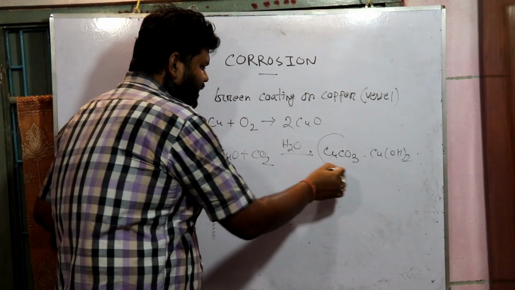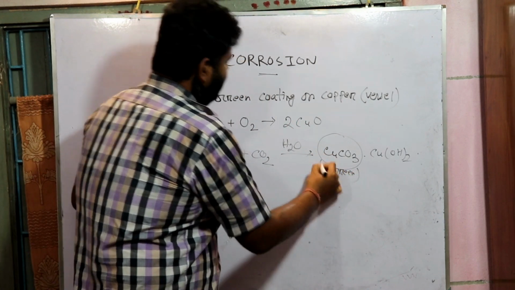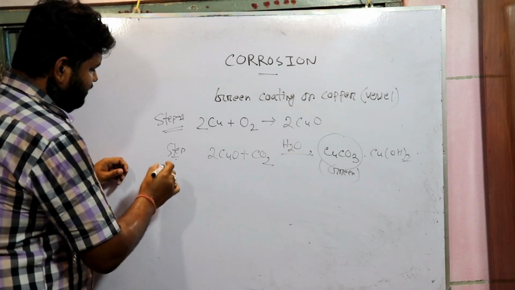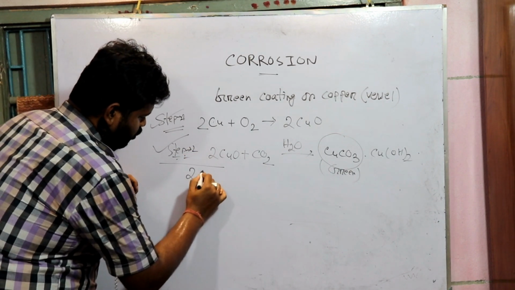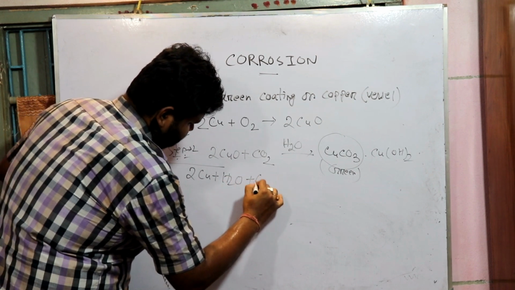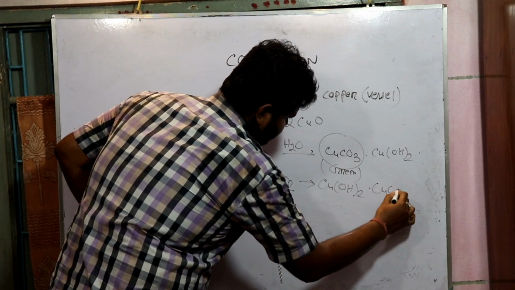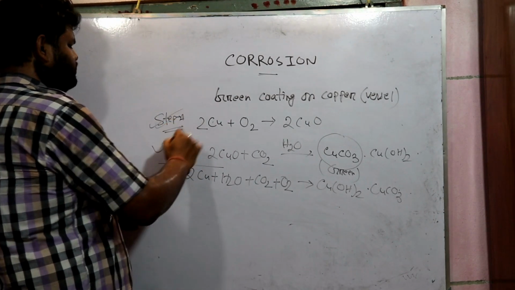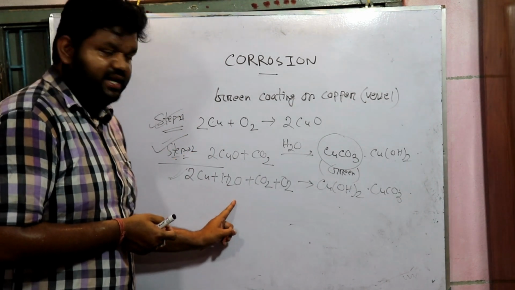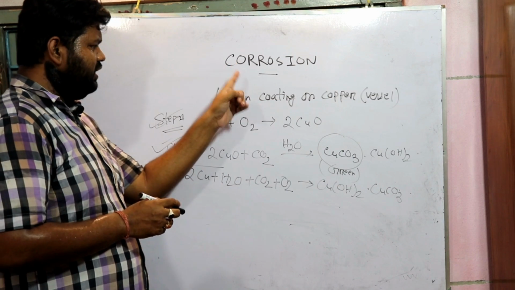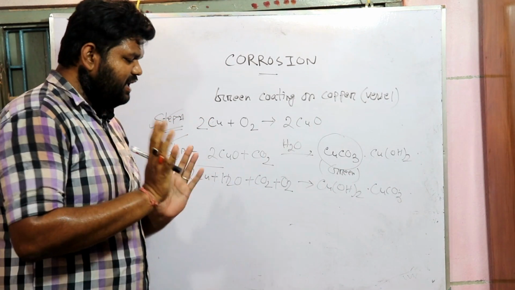Okay, this cuprous carbonate or copper carbonate is mainly responsible for the green coating on the copper vessel. In some books you will not find step 1 or step 2, you can find it like this: 2 Cu + H2O + CO2 + O2 gives Cu(OH)2·CuCO3. That is also right. So step 1 and step 2 is the mechanism, and this is the one step reaction. Is it clear?